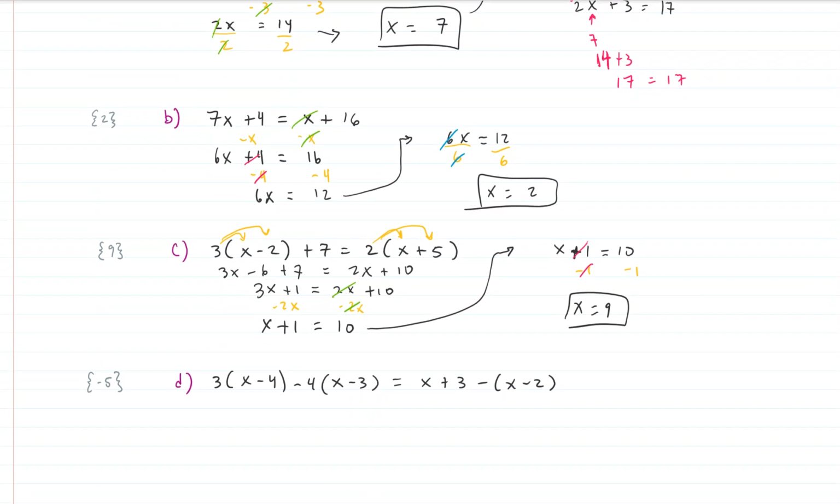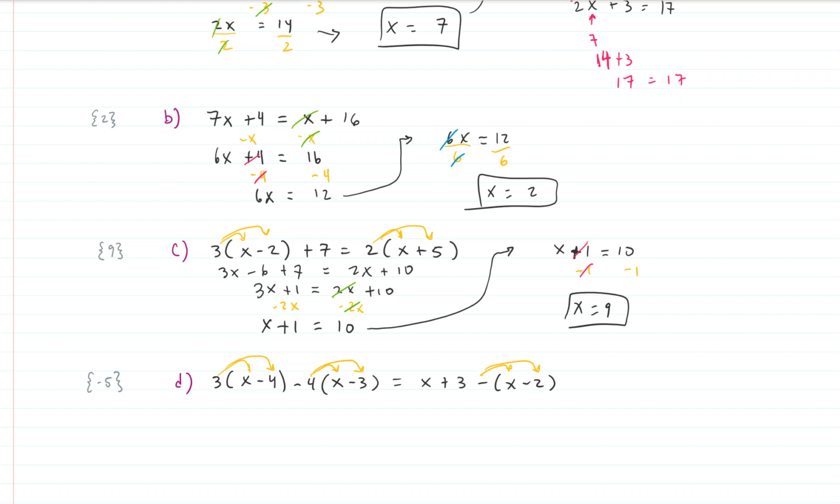Let's do another one. How about d? D, again, is even bigger. On the left side, we have 3 times quantity x minus 4 minus 4 times quantity x minus 3. And then we have equals, and the right side is x plus 3 minus quantity x minus 2. So let's do all of the distribution because we've got a lot of it here. The 3 needs to be multiplied in, the negative 4 needs to be multiplied in, and the negative on the right needs to be multiplied through.